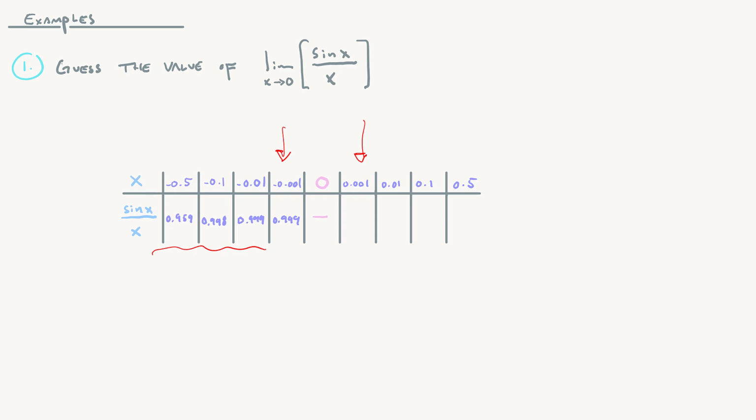It looks like as we're approaching 0, as x is approaching 0 from the left-hand side, from the negative side of the x-axis, the y values are approaching 1. Let's see what's going on the other side.